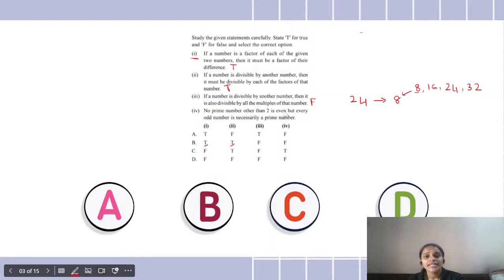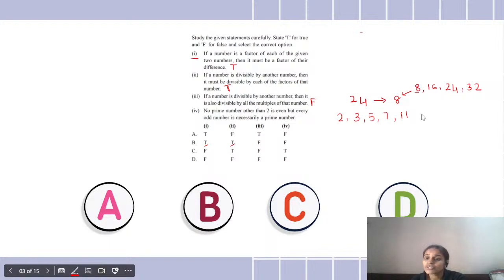No prime number other than 2 is even, but every odd number is necessarily a prime number. This is very easy to understand. Starting with the prime numbers 2, 3, 5, 7, 11. Okay, these are prime numbers. But what they are saying, no prime number other than 2. 2 तो even number है ही. Okay, so no other even number is prime. कोई दूसरा even number prime नहीं है other than 2. But every odd number is necessarily a prime number.